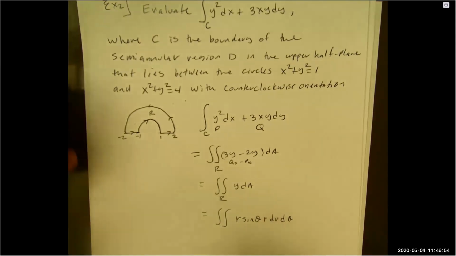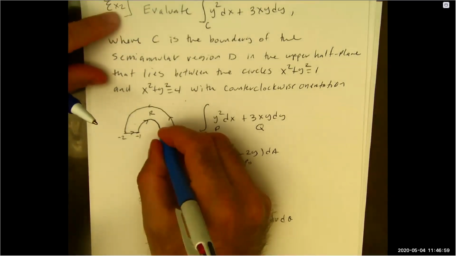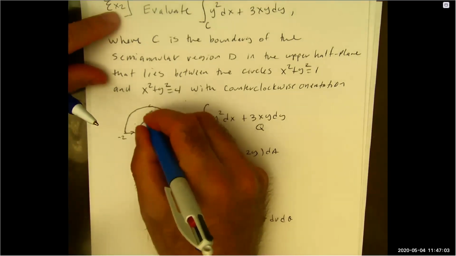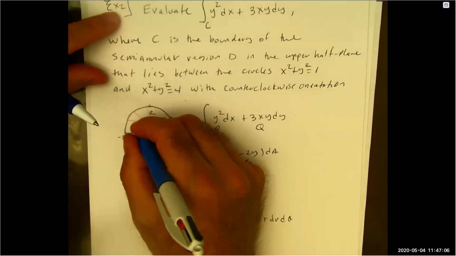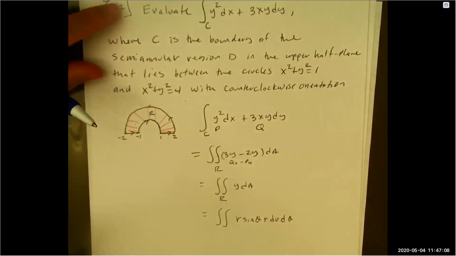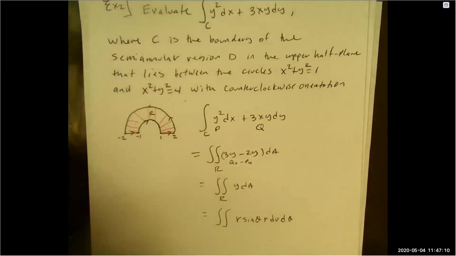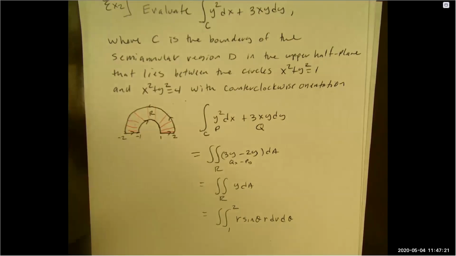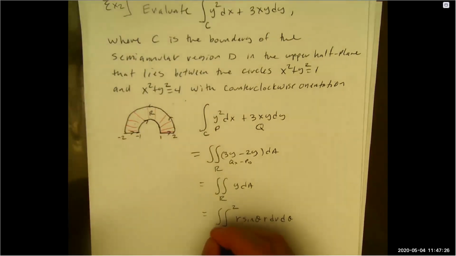And then remember, we're sweeping out our region like this, with these angled segments. And so r is going to go from what? 1 to 2. And how about theta? 0 to pi. So it's not all the way around. It's just 0 to pi, that's right. So we're going to go 0 to pi.